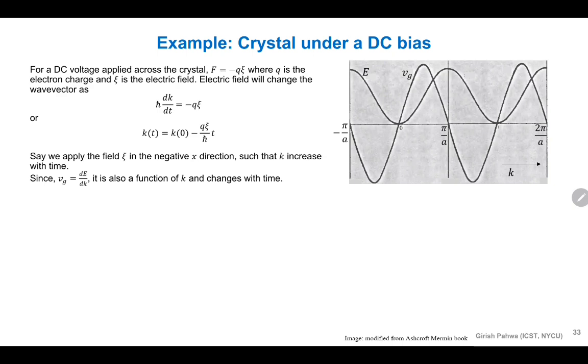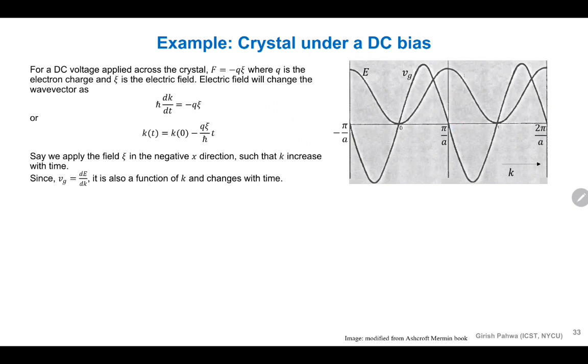Now say I have an electron which at t equal to 0 is situated here at k equal to 0. At time t equal to 0, the wave vector of the electron was 0, let's assume. And now I switch on my electric field, I apply the DC bias, and my k starts to increase through this equation. If my k starts to increase, what will happen to the velocity? It will increase, reach a maximum, and then it starts to decrease.